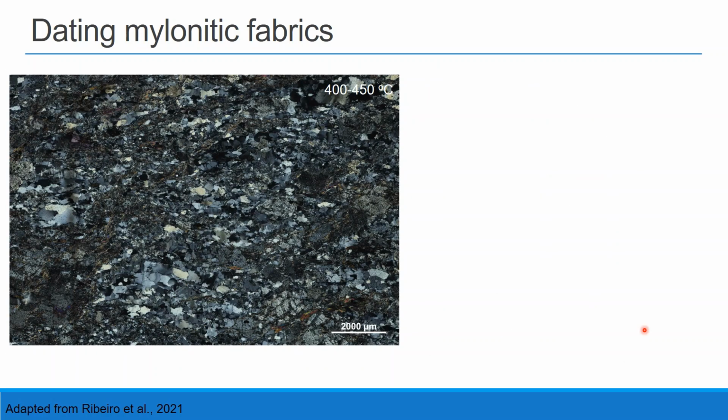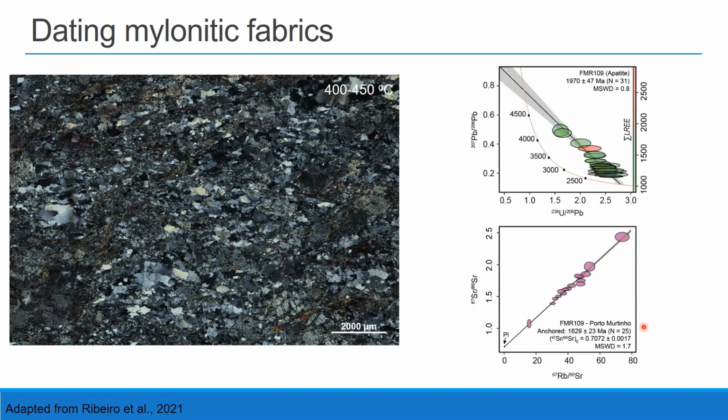So this other rock is from the same place, so it's actually the same complex. It's also 2 billion years, but the deformation is at a little bit lower temperature, 400 to 450 degrees. I also have apatite and micas, but the ages are different. We have this 1970 plus minus 47 million years, which is the crystallization age of the rock, the igneous crystallization. But the fabric is actually 1629 plus minus 23.